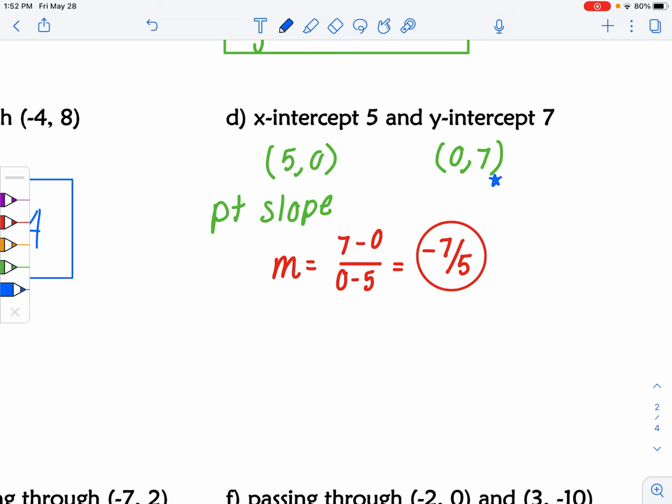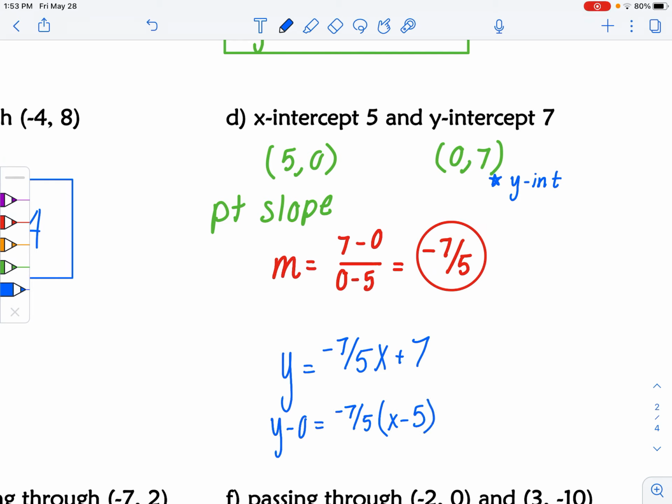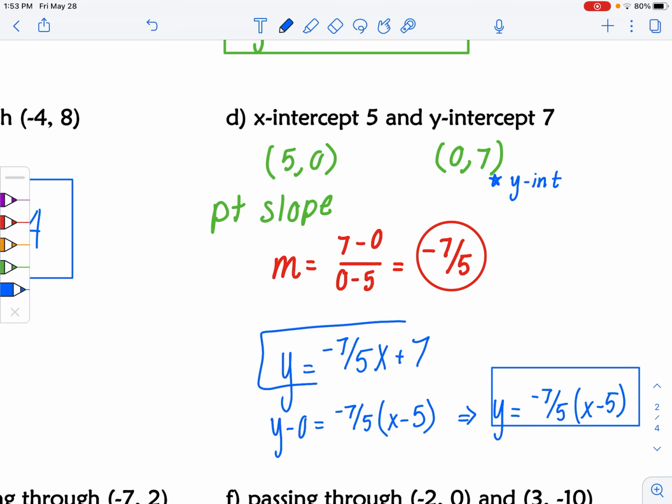One thing I do want to mention to you, right here, this is the y-intercept, which actually changes my mind. Maybe I do just want to put it into slope-intercept. y equals -7/5 x plus 7 totally works. Or if I use the other point, it would be y minus 0 equals my slope times x minus 5. Please be sure to get rid of that minus 0. Don't ever get in the habit of leaving a minus 0. So this would be the other option. Either this or this. But please do not leave that 0.